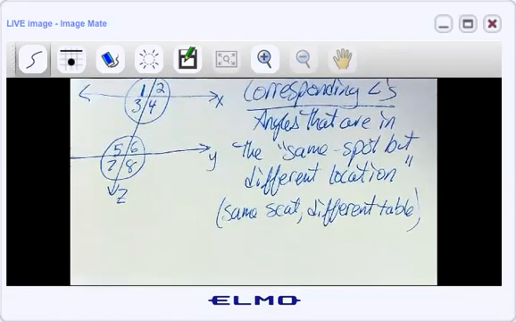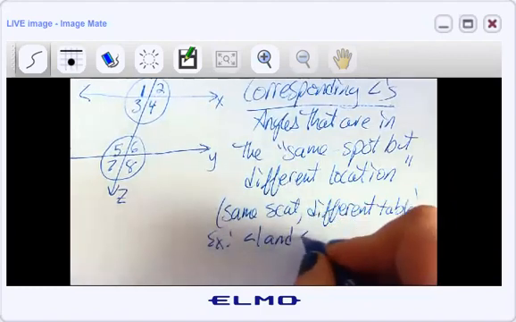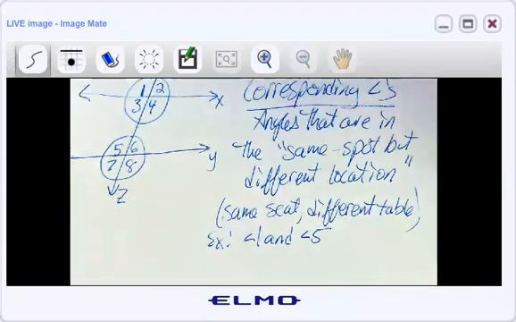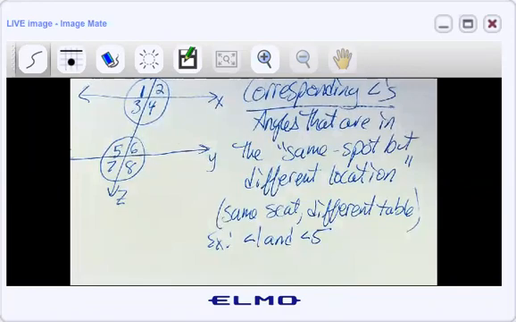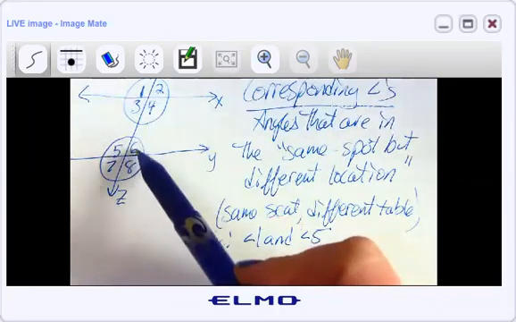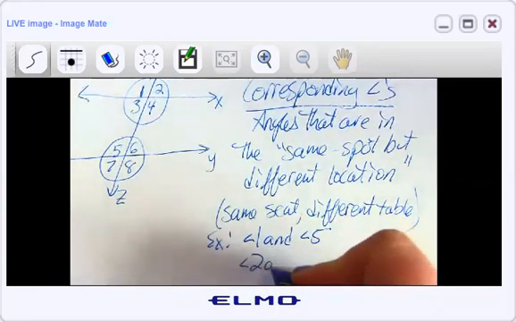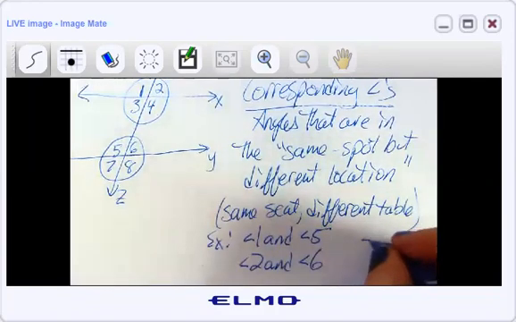So I gave you one example. It was angle 1 and angle 5. Would anybody care to give me another corresponding angle pair? Who else? 2 and 6. Yes, 2 and 6. They're both in the top right of their little group, right? Top right, top right, angle 2 and angle 6. Someone give me another one. Yes, 4 and 8.